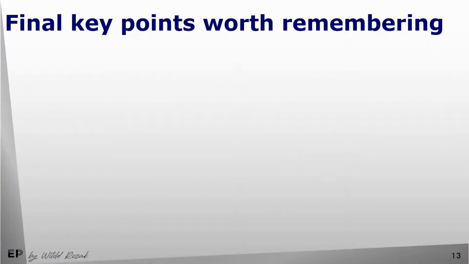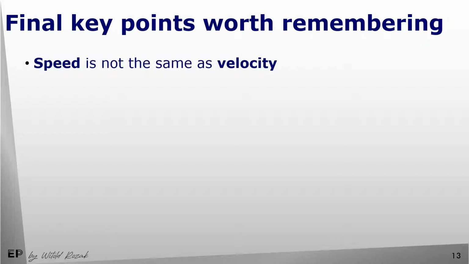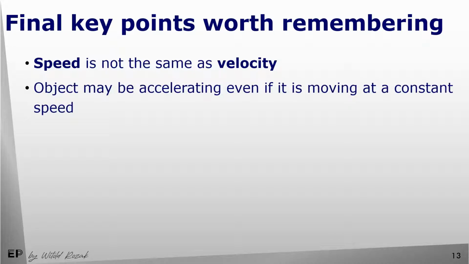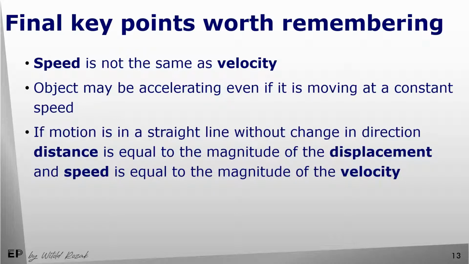Let's finish this video with a few final thoughts. Both speed and velocity have two distinct meanings and have two different definitions in physics. Acceleration is a vector quantity based on change of velocity, which is also a vector quantity. So even if an object is moving at a constant speed, it may still be accelerating if direction of its motion is changing. If motion is in a straight line without changing direction, distance is equal to the magnitude of the displacement and speed is equal to the magnitude of the velocity.